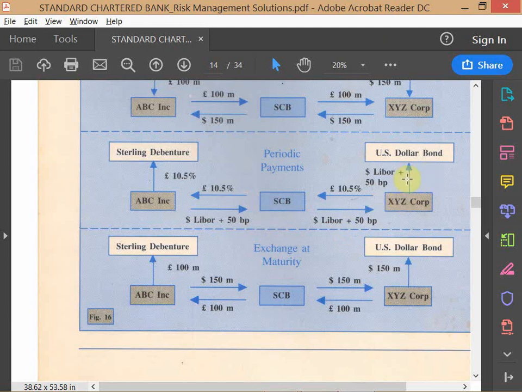Okay, look at this. What is so complicated about this? This dollar LIBOR, this is going out, an outflow, you understand? Why is this going out? Because they have issued a 7-year, $150 million FRN at dollar LIBOR plus 50 basis points, 3-month dollar LIBOR plus 50 basis points. So every 3 months they have to pay this amount, whatever the LIBOR fixing is.